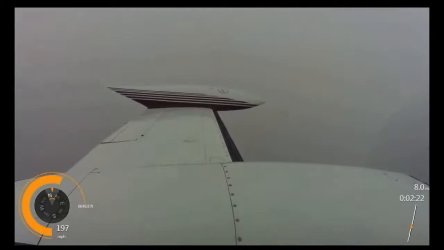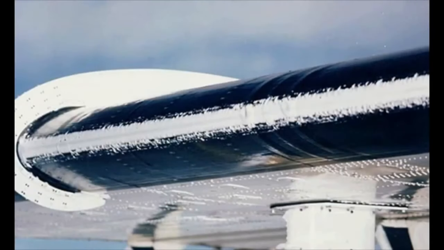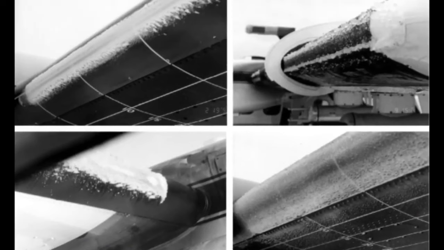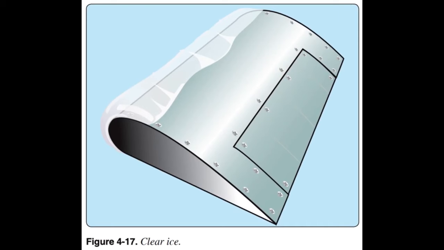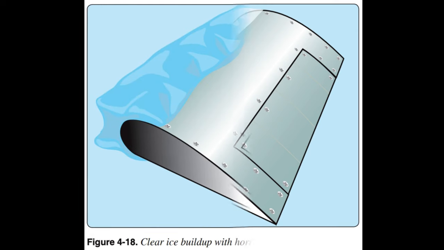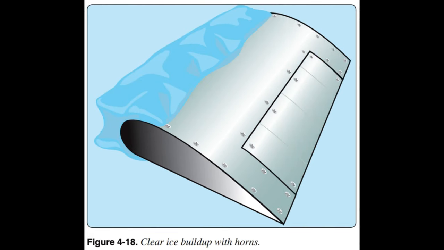Clear ice. A glossy, transparent ice formed by the relatively slow freezing of supercooled water is referred to as clear ice. Figure 4.17. The terms clear and glaze have been used for essentially the same type of ice accretion. This type of ice is denser, harder, and sometimes more transparent than rime ice. With larger accretions, clear ice may form horns. Figure 4.18.